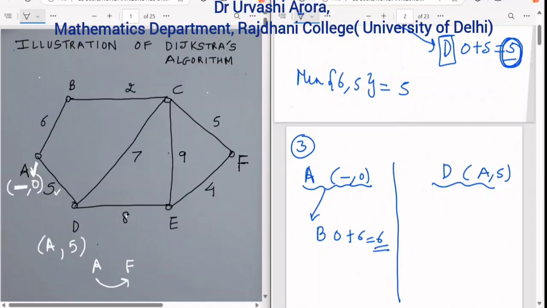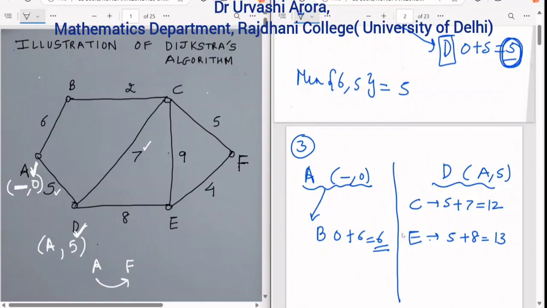Then the other adjacent vertex of D which has not received a label is C. And if we travel from D to C, then the distance traveled will be the distance traveled so far, which is 5, plus 7, which is 12. This is for the vertex C. Then the other adjacent vertex of D which has not received a label so far is E. And if we travel from D to E along the edge DE, then the distance traveled till E will be the distance traveled so far, 5, plus 8, which is 13. So there is no other adjacent vertex to D which has not received a label.